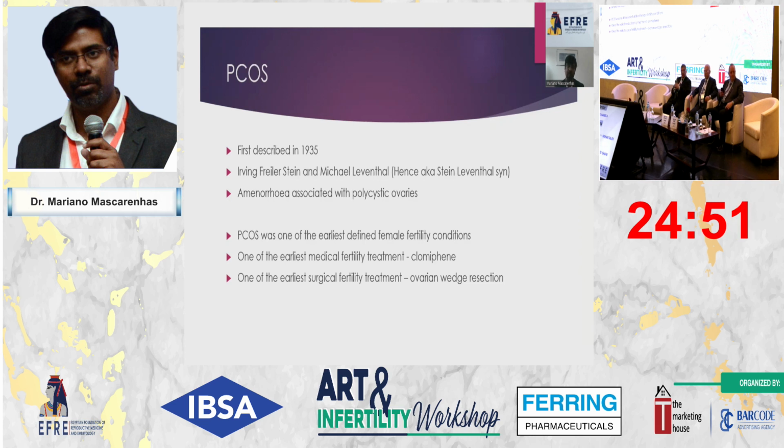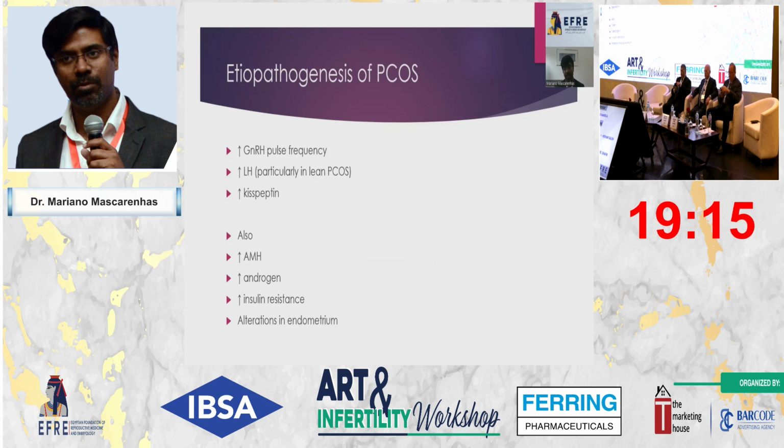Now, it's important to note that this was one of the earliest defined female fertility conditions, and therefore one of the earliest medical fertility treatments, that's clomiphene, and one of the earliest surgical fertility treatments, that's ovarian wedge resection, were introduced for PCOS. So there's a lot of history behind PCOS, and it's one of the most common causes of fertility problems. It is the most common endocrinological condition causing fertility issues, and it's one of the most treatable fertility conditions as well. Now, why does PCOS happen?